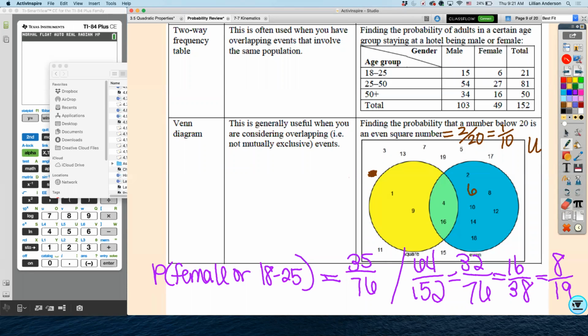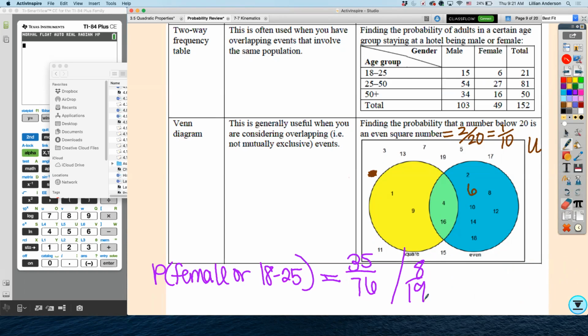Anybody get anything different? Anybody get one of these two? I got it. Okay.